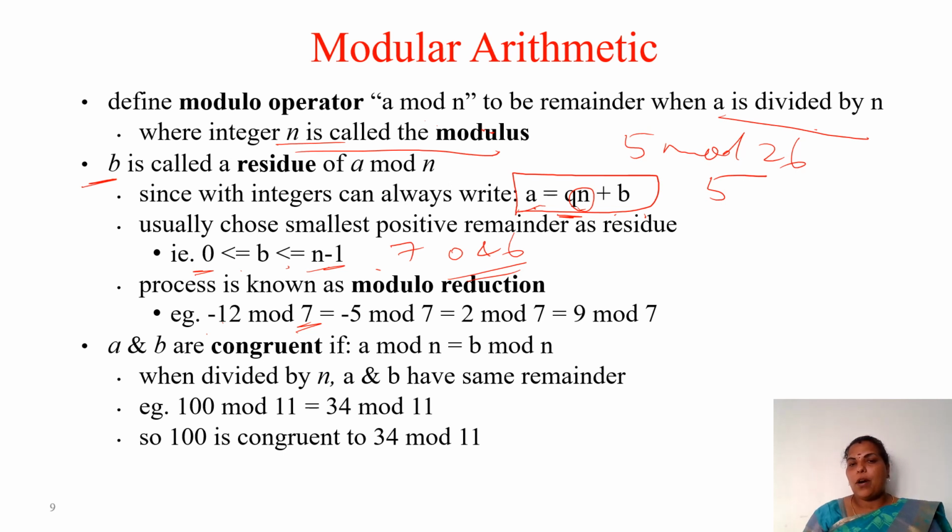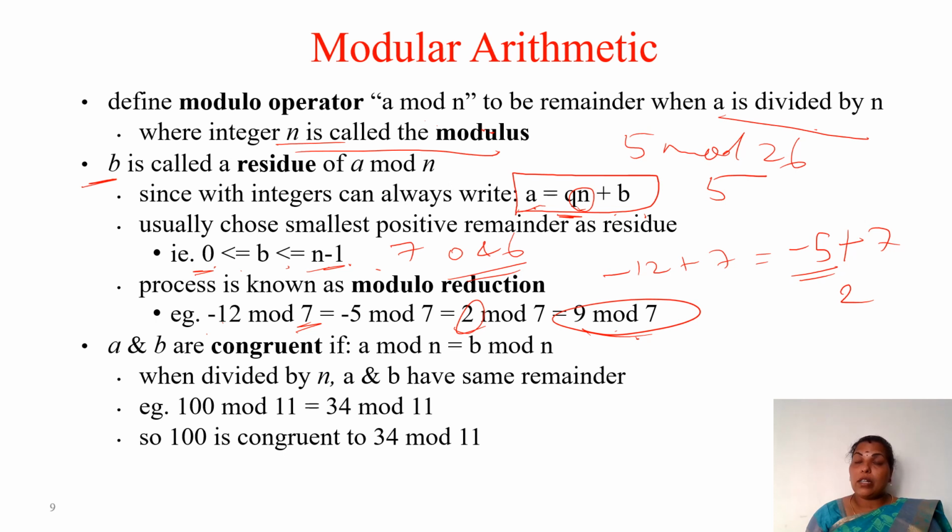We have to perform addition. Minus 12 plus 7 is equivalent to minus 5. Again a negative number. So minus 5 plus 7 is equivalent to 2. So we are writing 2. If you want to increase it, you can do it: plus 7 gives 9 mod 7. But always the residue must lie between 0 and n minus 1. So you have to stop here and remove this.